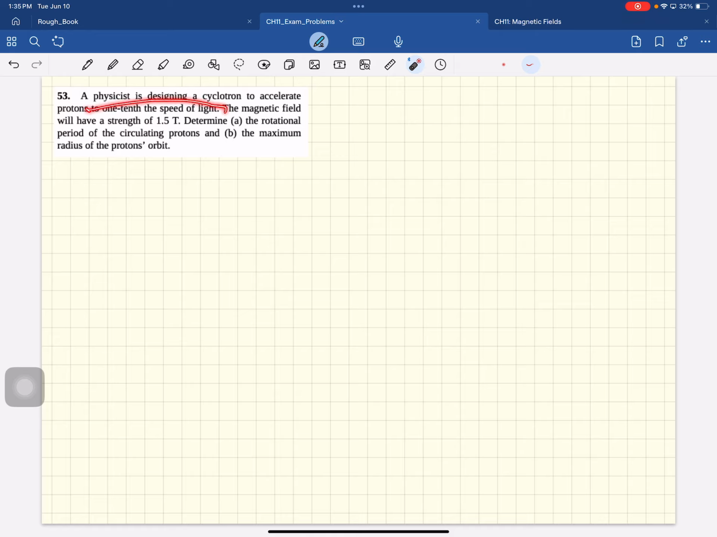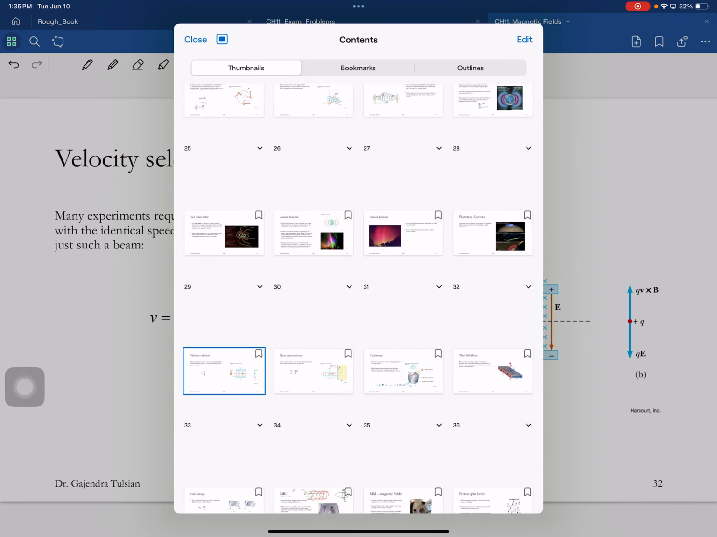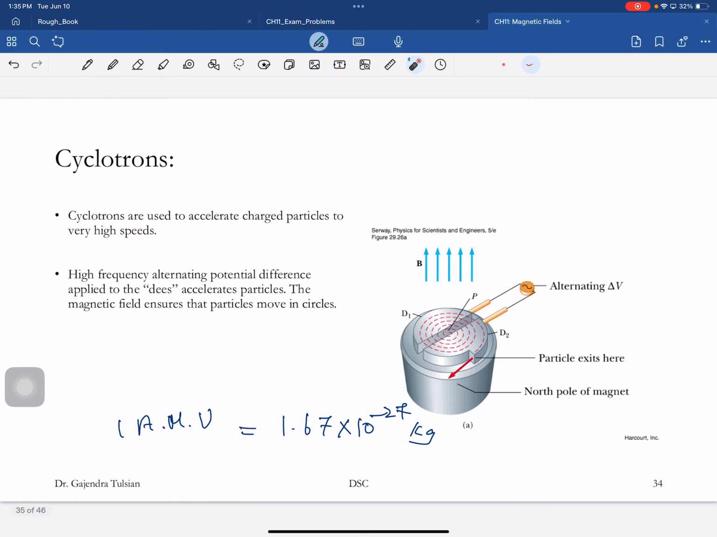A physicist is designing a cyclotron to accelerate protons to 1/10 the speed of light. Okay, we didn't talk about cyclotrons, but here is a picture of a cyclotron. This was the first, this is how accelerators started. Okay, you apply, this is two metal hollow Ds, that's what they're called, because they're shaped like a D. You apply an alternating current. So let's say we start a positive charge here. Okay, so you start near the center. You start a positive charge here. You make this negative, it'll accelerate toward there.